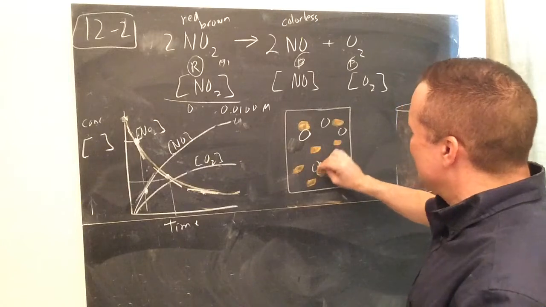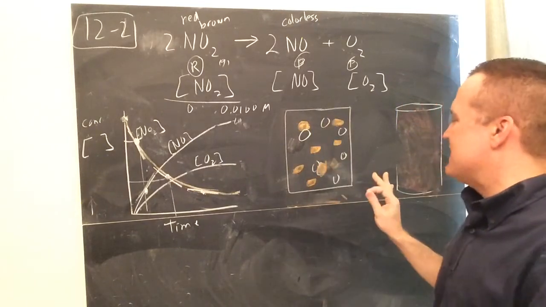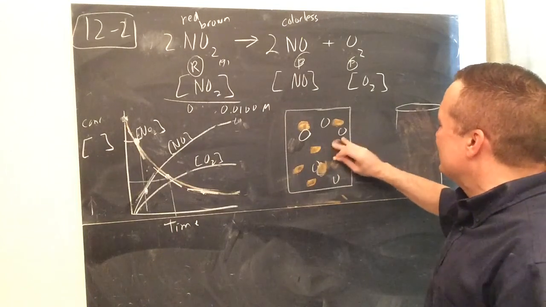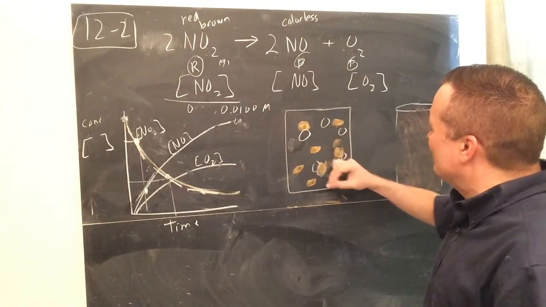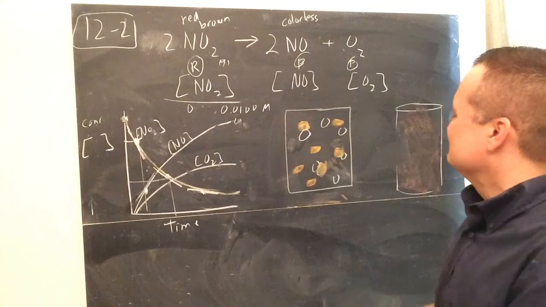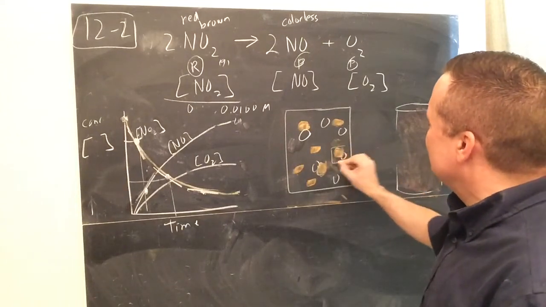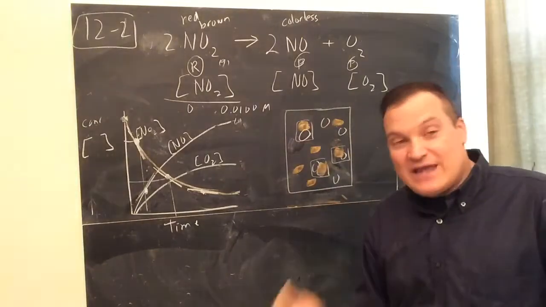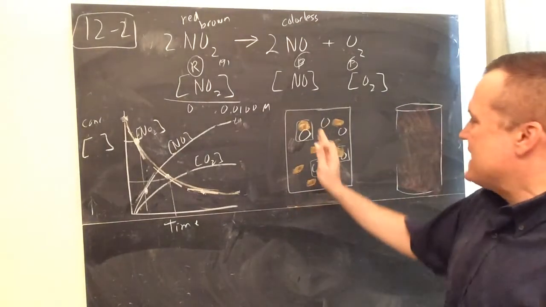Uh-oh, I erased the wrong one. That one formed, that one formed. Okay, now, that was 1 minute. Well, let's make it 3. Boom, boom, boom. So 3 of them formed in 1 minute. So that one is reacted, finished. That one is reacted, finished. That one's reacted, finished.